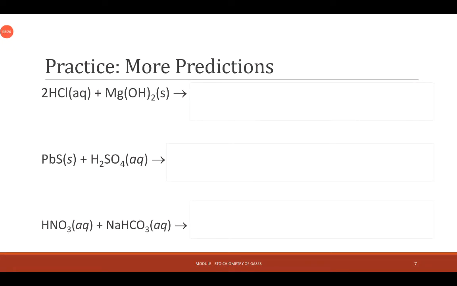Let's do a practice problem. Go ahead and try to apply your double displacement reaction pattern to these sets of chemical reactions and see if any of these release gases. Go ahead and pause the video and work these out in your notebook. Unpause the video when you're ready to check your work.